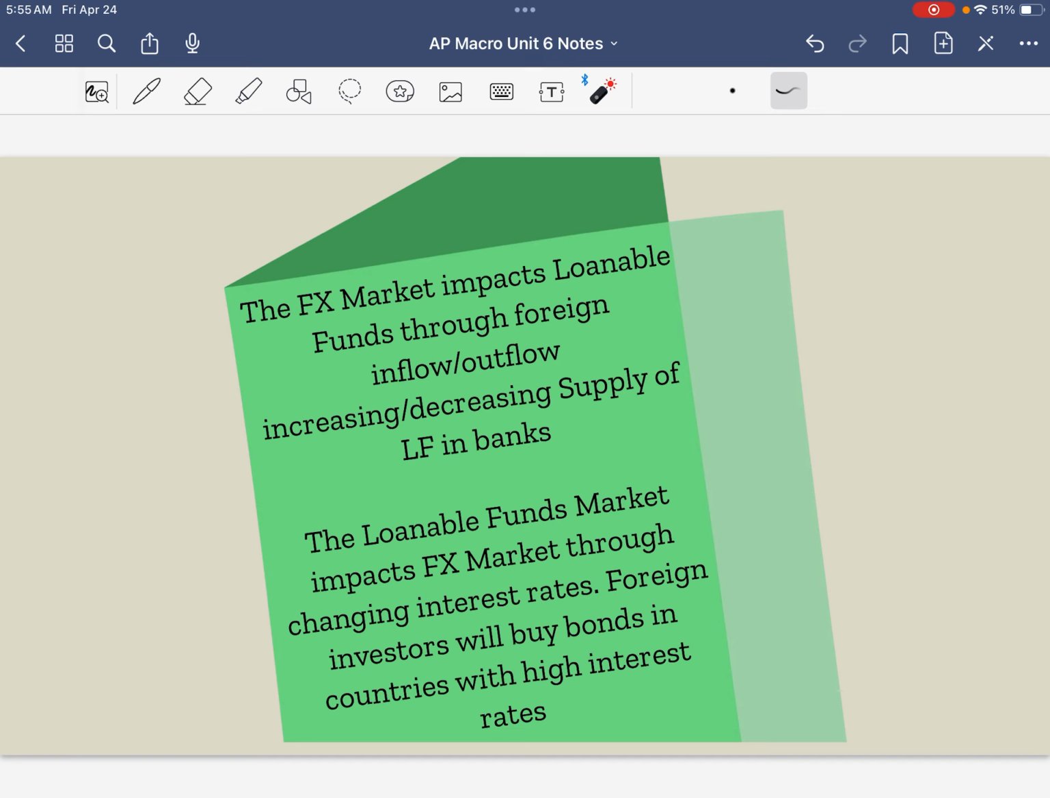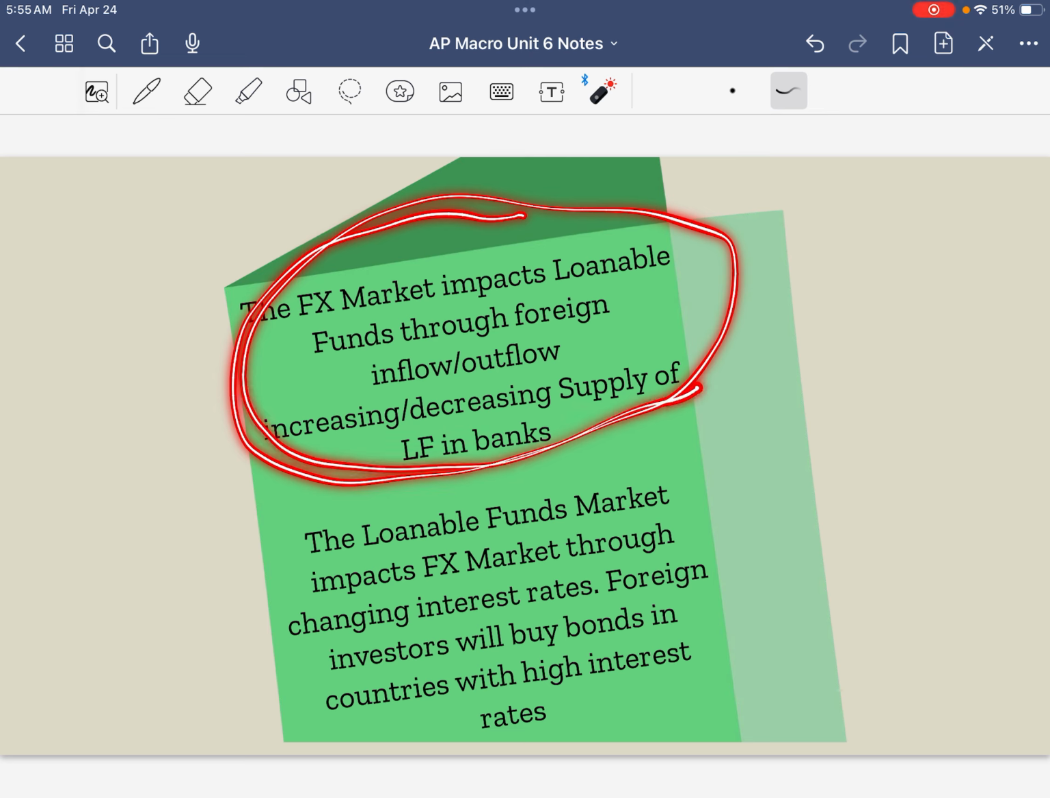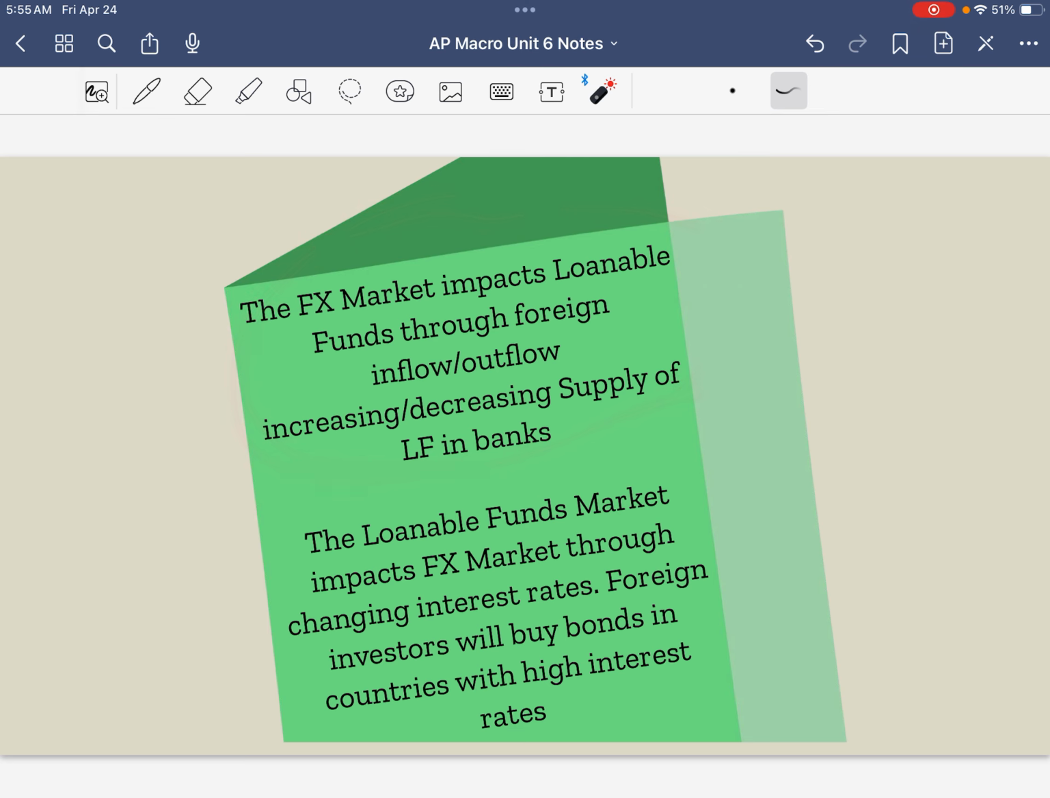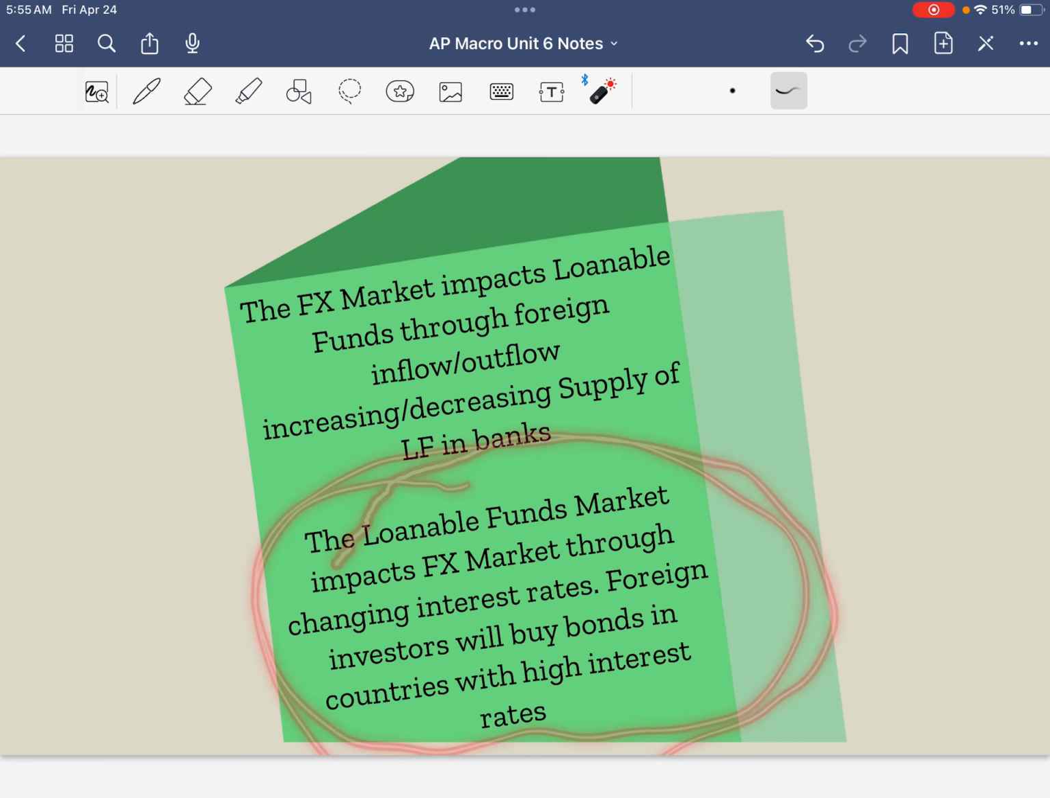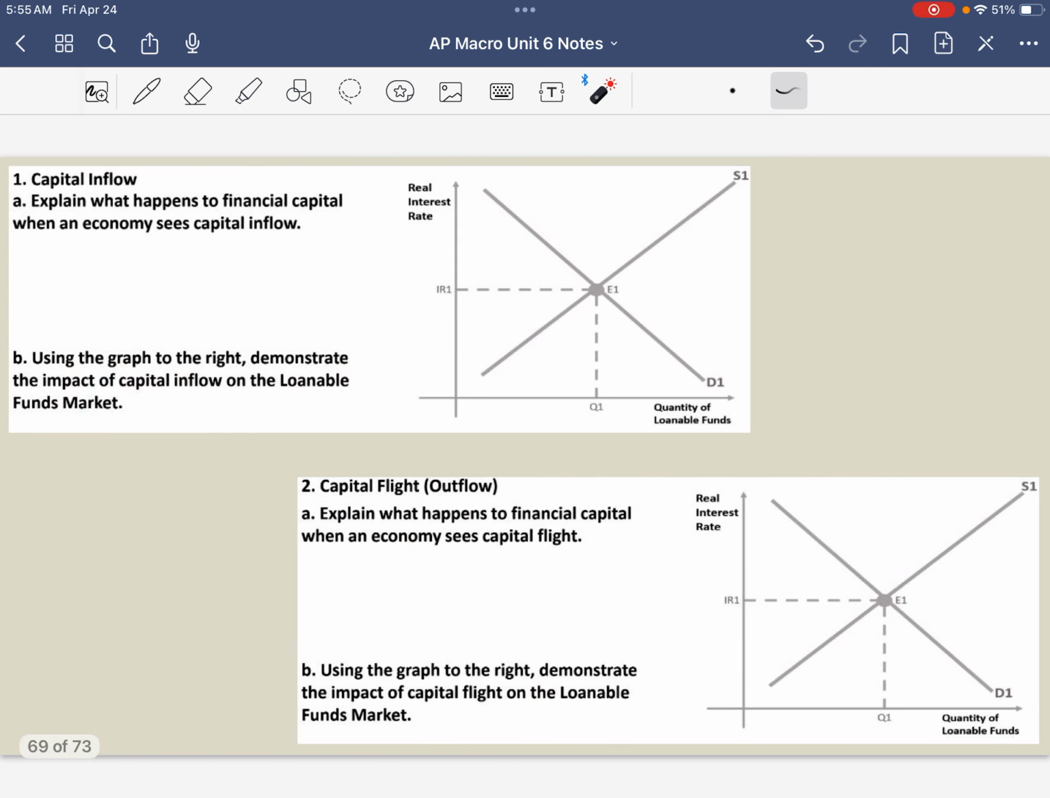So this part up here is talking about when the foreign exchange market impacts loanable funds. This part down here is talking about when loanable funds impacts the foreign exchange market. And we're going to do both scenarios. Loanable funds would impact foreign exchange because loanable funds changes the interest rate. And if the interest rate changes, then foreign investors will be more interested in American bonds or money market accounts, okay?